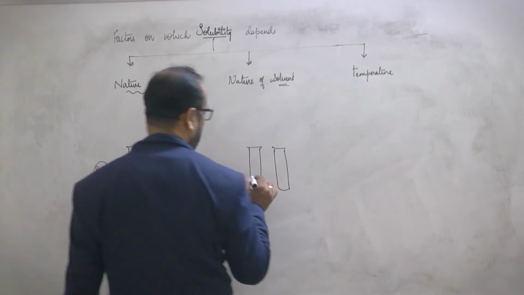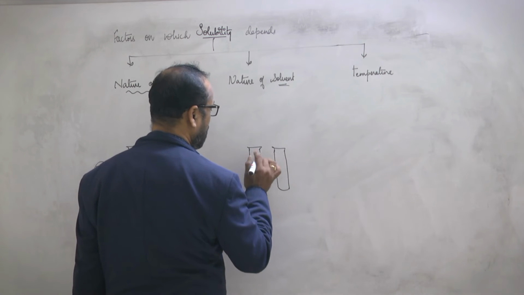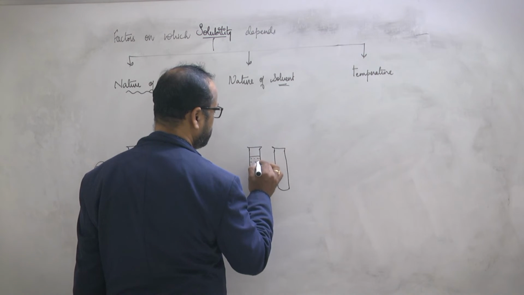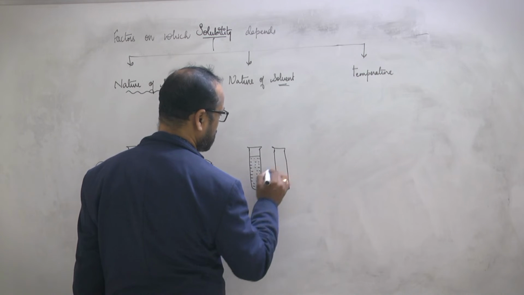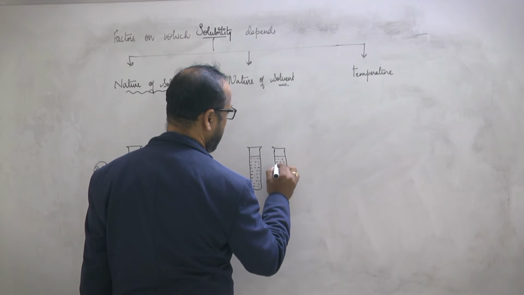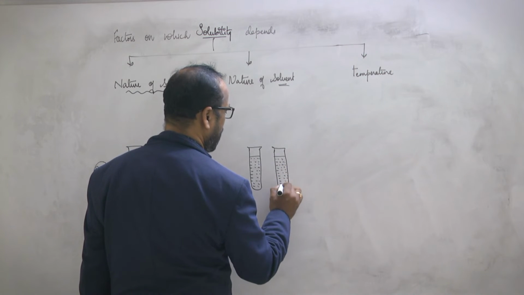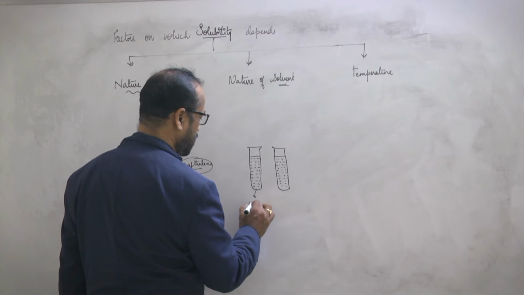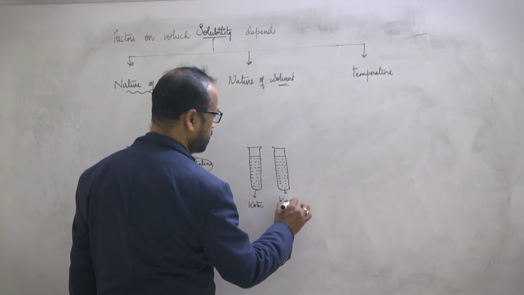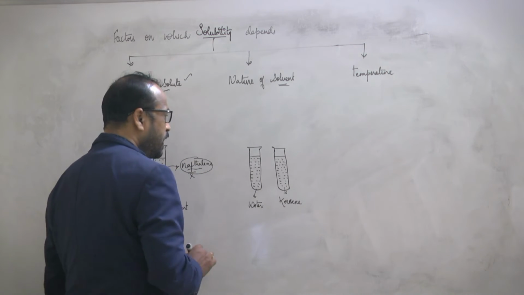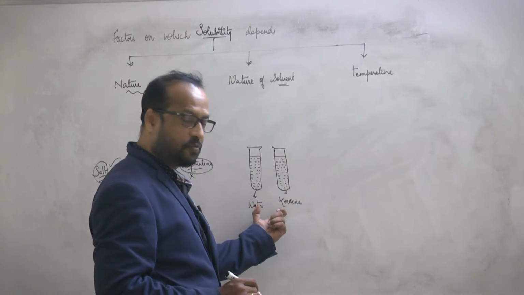So now what do we do? Here I will take water in one test tube, and in the second test tube, I'll take kerosene. Do you know kerosene? Yes, sir. So in one test tube I am taking water, and in the second test tube I am taking kerosene. Now I am discussing the nature of the solvent, so that's why I have taken different solvents.